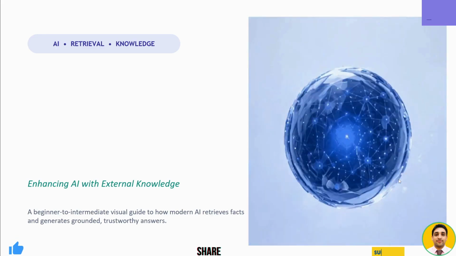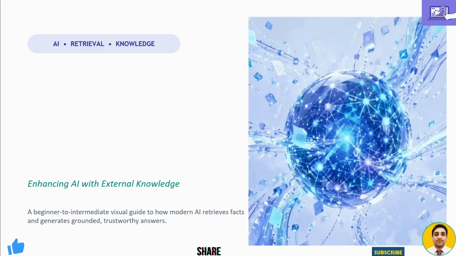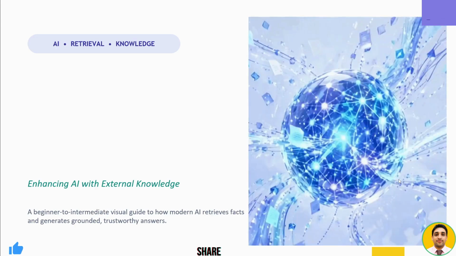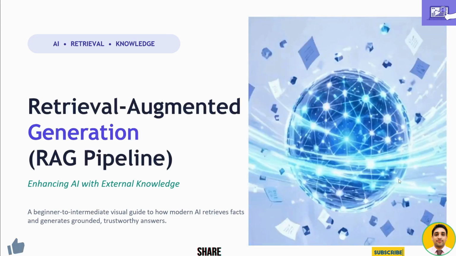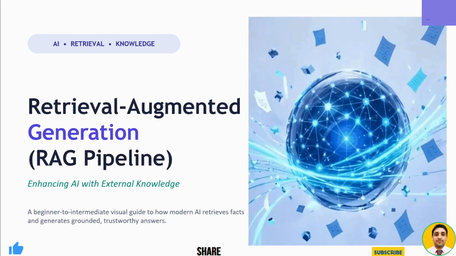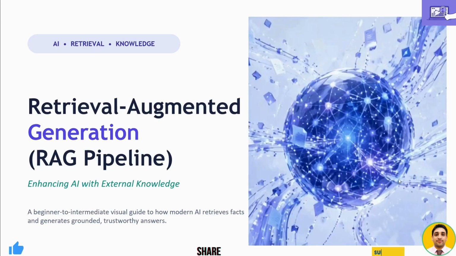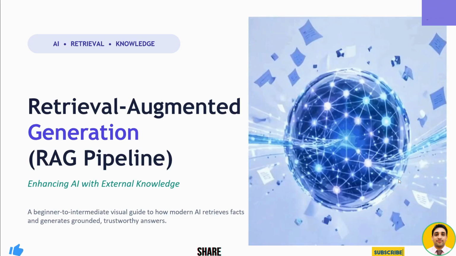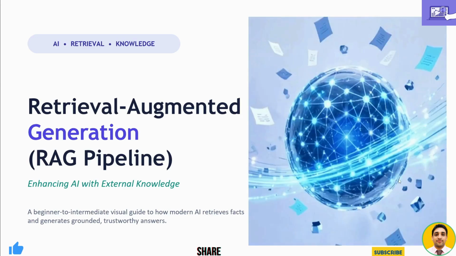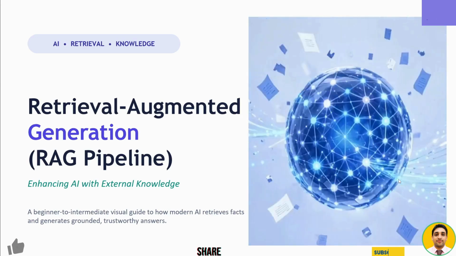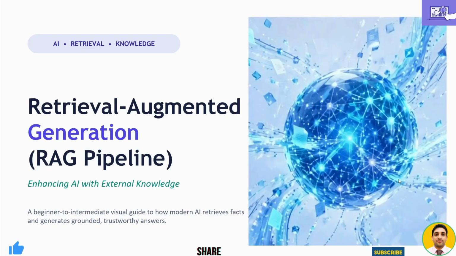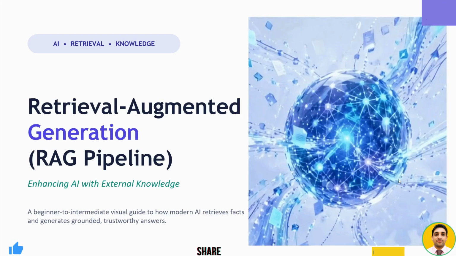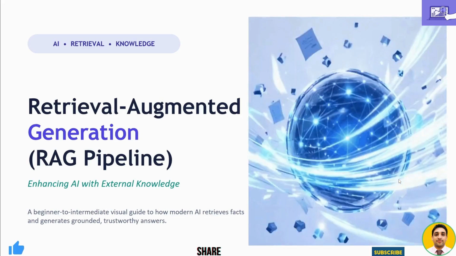Welcome everyone to this deep dive into Retrieval-Augmented Generation, commonly known as RAG. Today, we are going to explore how modern AI systems are able to go beyond what they were originally trained on and actually pull in fresh external knowledge to answer your questions more accurately. This presentation is designed as a beginner to intermediate guide, so whether you are completely new to this concept or you have heard the term RAG being thrown around in AI conversations without fully understanding it, this session will walk you through everything step by step.